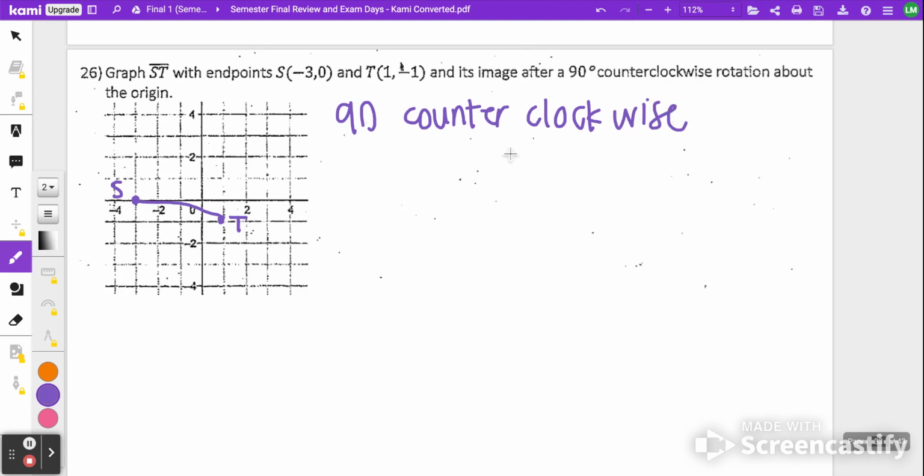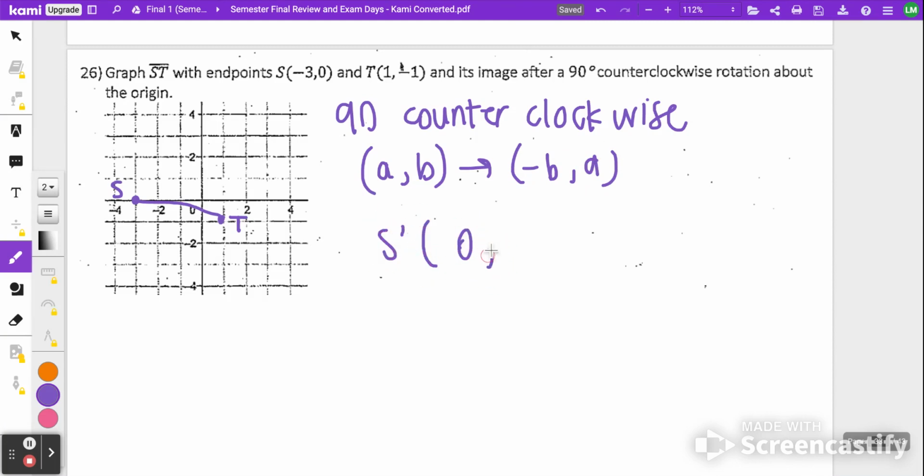what's going to happen is you're going to trade places with your x and y. So say, for instance, and we talked about this with A's and B's, A and B will switch places, and B will become a negative. So S prime would switch places: the 0 would be in front, the 3 would be in back, and the -3 becomes positive 3. So 0, -3 is where that one would end up.